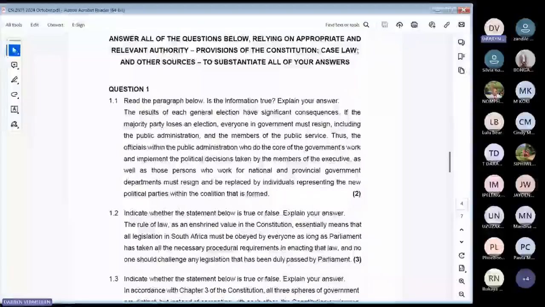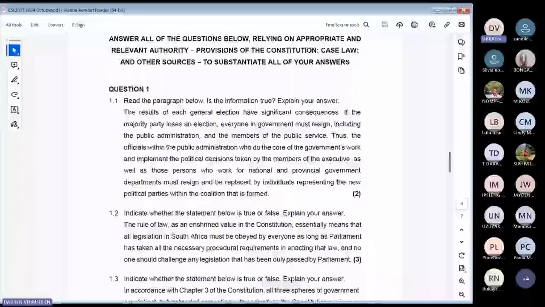Okay, so this is from the October 2024 exam. Question 1 is a multiple point question. It's only worth 2 marks or 3 marks. So we're not going to write paragraphs and paragraphs of information. We are probably going to answer this in 1 paragraph.